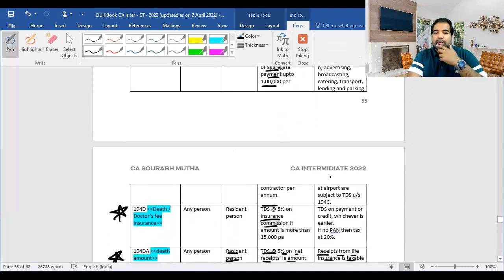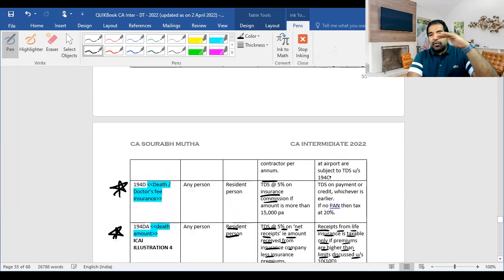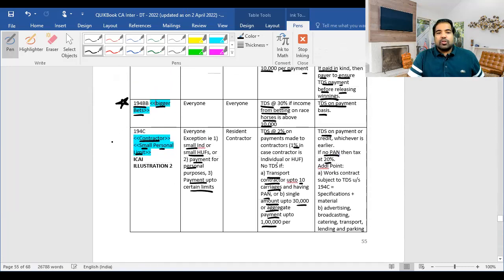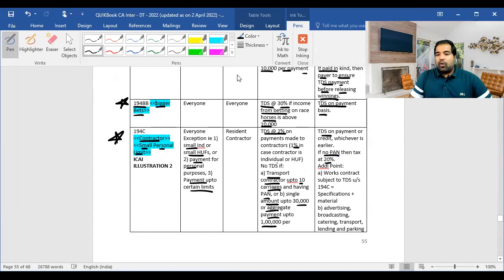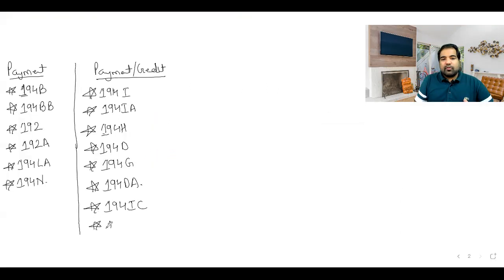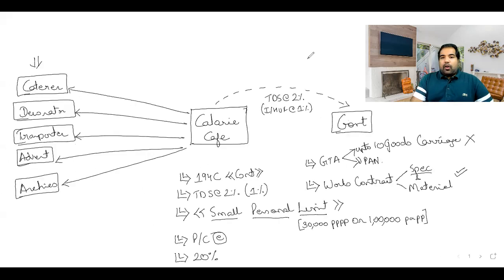But if they make it for you, in that case there is a contract. Guys, when you land your airplane at the airport and you park it, that landing and parking, it's not rent, it's a contract. So again, 194C will apply there. So these are all details about 194C. Really interesting section, also very common in the exam. This is section 194C.